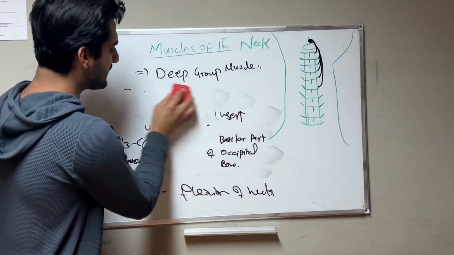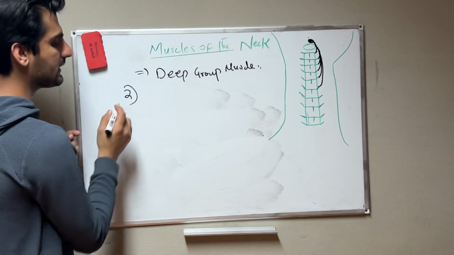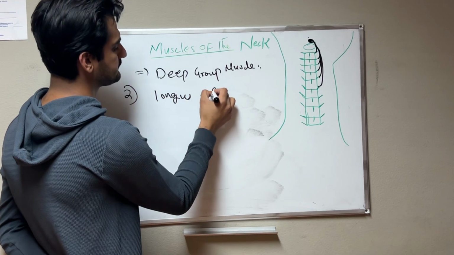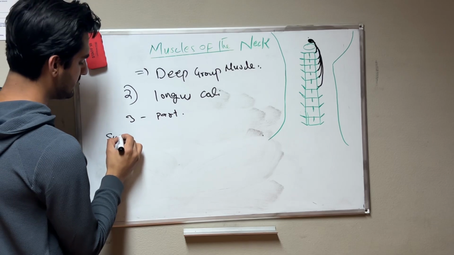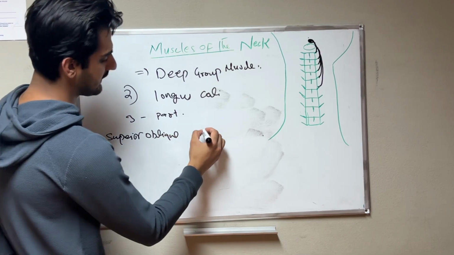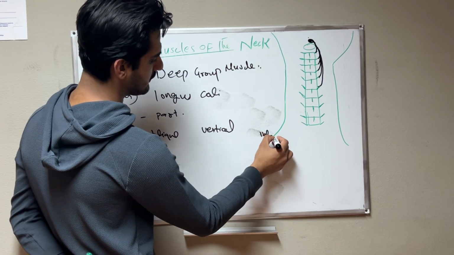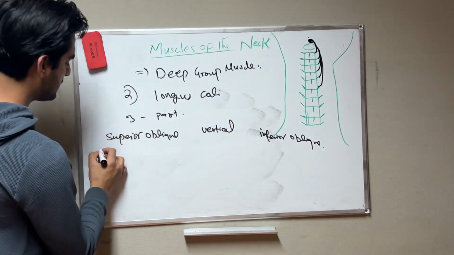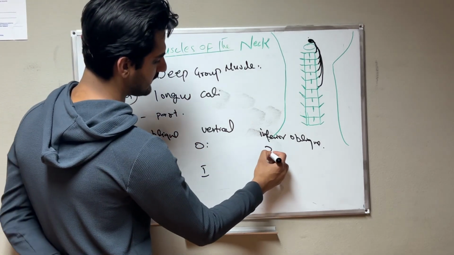These are the first muscle. Then we have the second muscle, which has 3 parts: the longus coli muscle. First part, superior oblique. Second we have vertical. Third one we have inferior oblique. Now we will talk about the origin and insertion of each part.